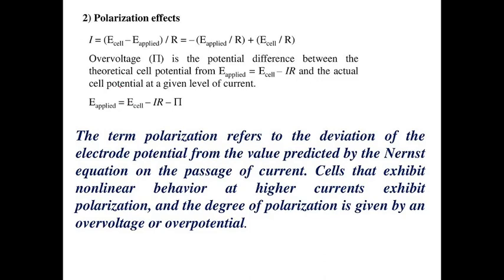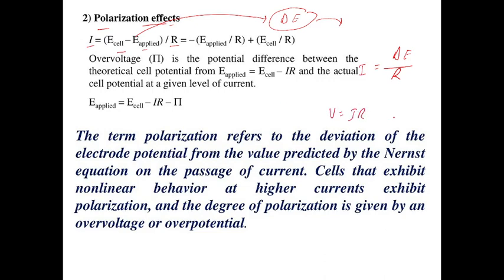Then the second factor is polarization effect, which we already discussed, due to the concentration gradient of your electrolyte. How polarization arises we have discussed. So I is equal to (E applied minus E cell) divided by R. This delta E, E applied minus E cell, shows how much extra potential you are applying. So delta E divided by R will be equal to I. This is nothing but Ohm's law, V is equal to IR.